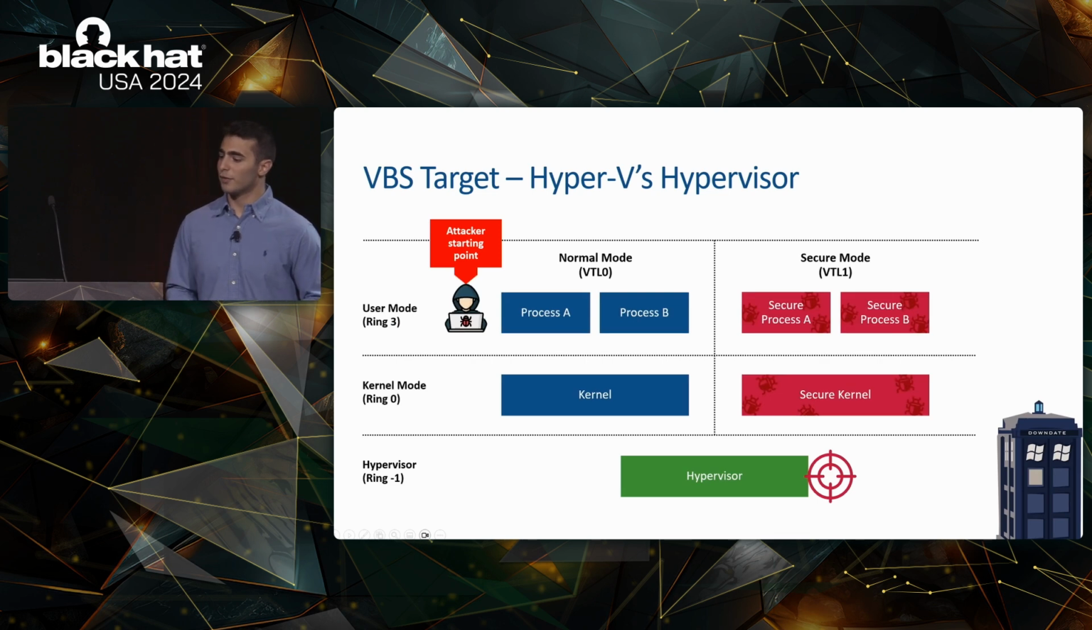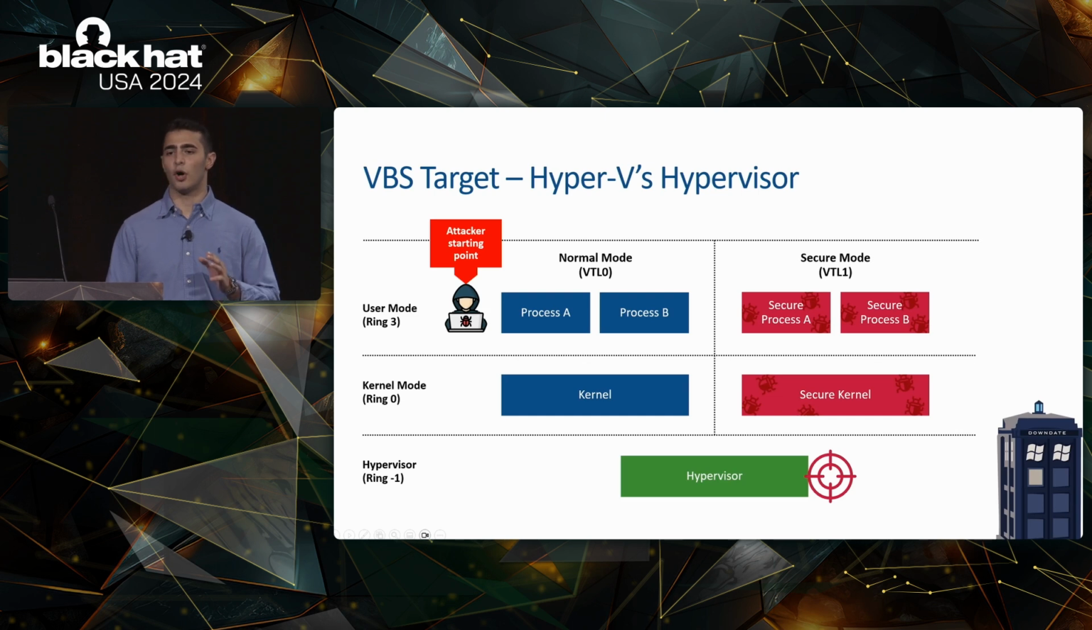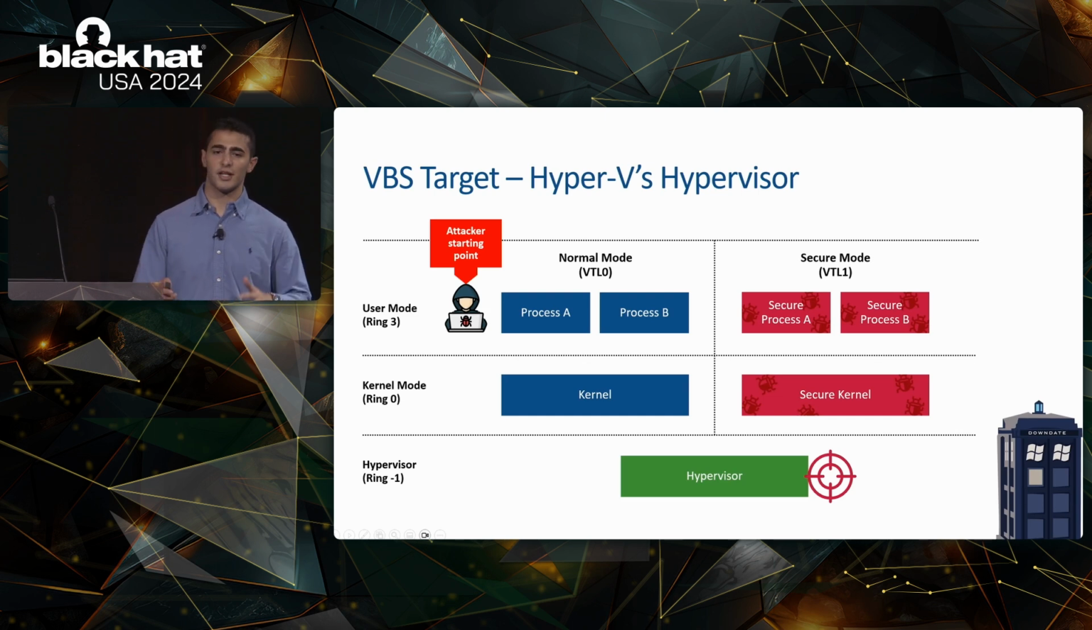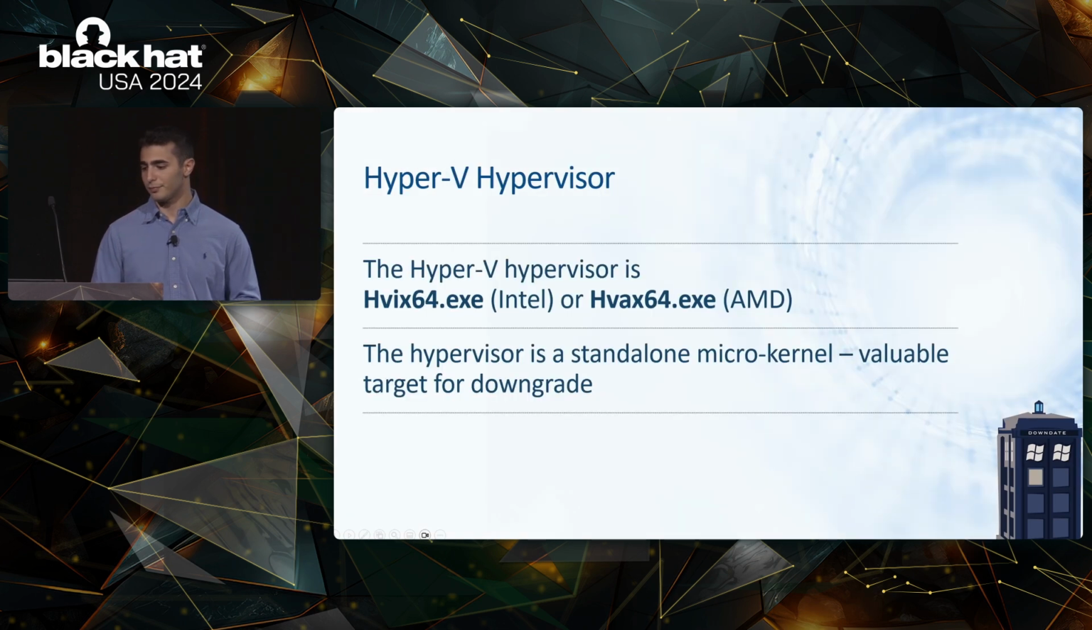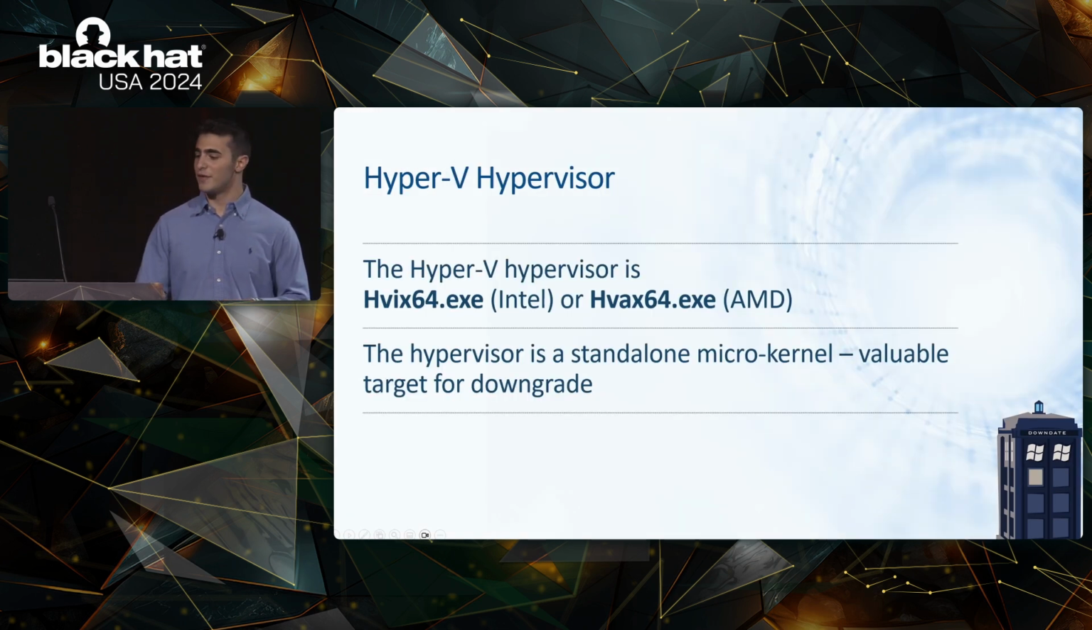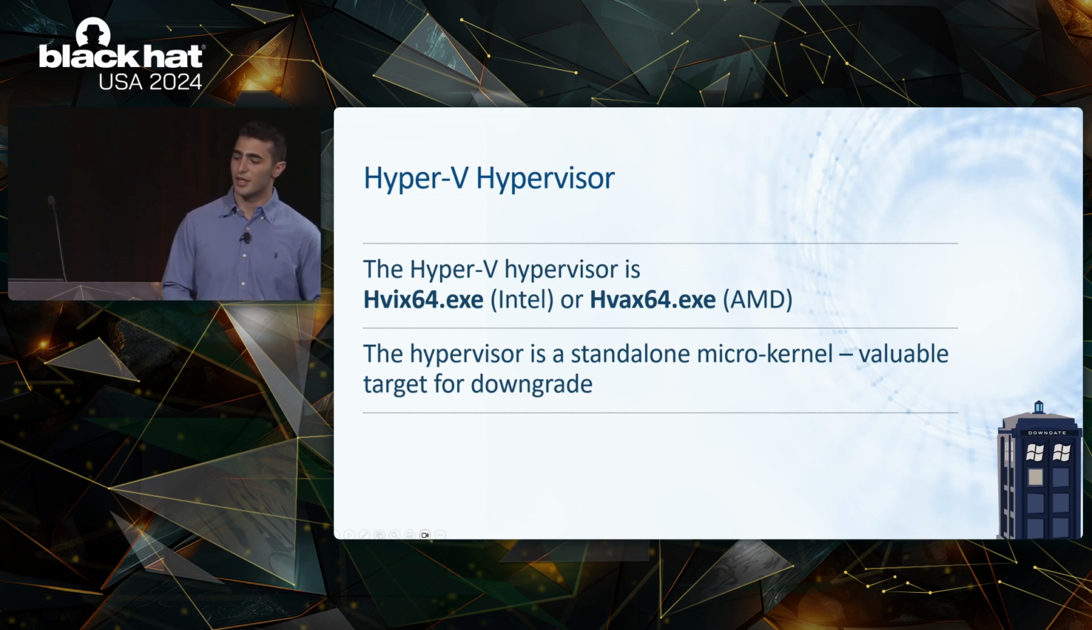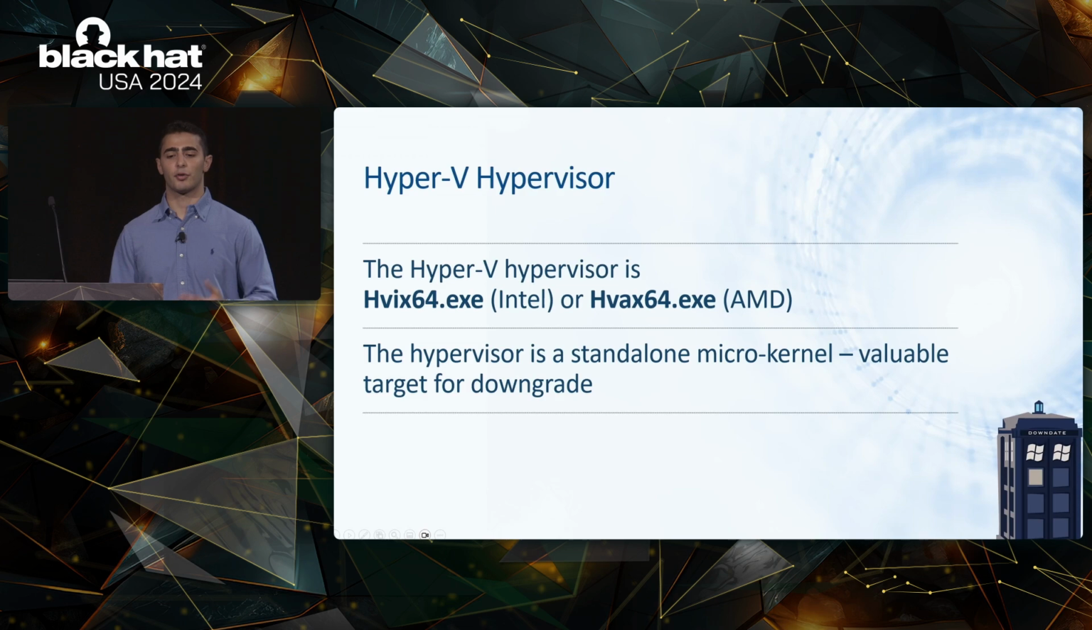Now, secure kernel privileges are awesome, but I wanted to gain even higher privileges. So I then moved on to target the most privileged entity of VBS, which is the Hyper-V hypervisor. The hypervisor is hvix64 on Intel systems and hvax64 on AMD systems. And the hypervisor is a standalone microkernel, which makes it a valuable target for downgrade.